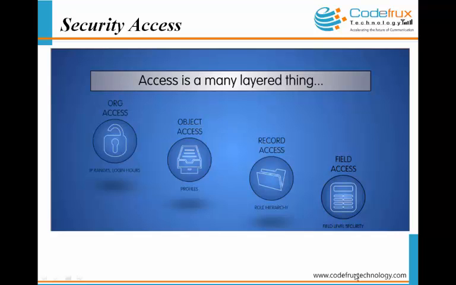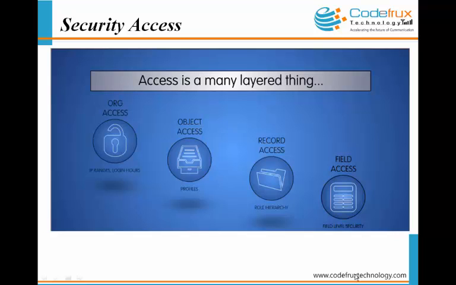So in the last session we discussed the organization access, where we had control of access to the data at the organization level. So in this session we'll be discussing the object level, record level and the field level. At the object level we can create a clone profile and edit the permissions with respect to the user based on the requirements.